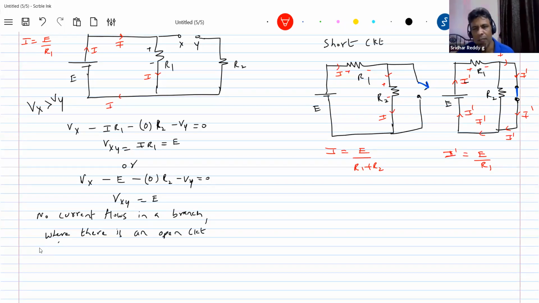If R1 and R2 are bulbs, then which bulb will glow and which will not glow? Bulb 2 will not glow here, because we have shorted it. Bulb 1 will glow. If you compare the intensities, what happened to the intensity of bulb 1? Will it increase or decrease? Yes, definitely it will increase. More current flows, more brightness. So when you short bulb 2, bulb 1 will have more brightness.